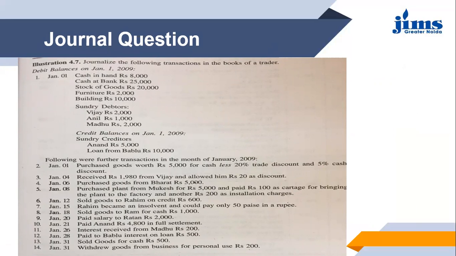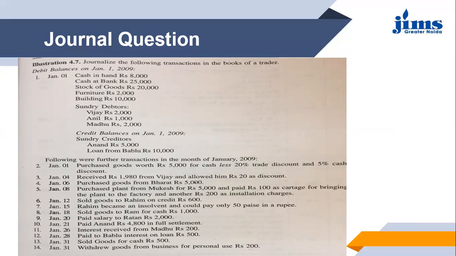Purchase goods worth rupees 5,000. So 5,000 is the total cost of goods that is being purchased. But out of that, 20% has been given as the trade discount. So 5,000's 20% will be 1,000 rupees. 1,000 rupees is considered a trade discount. So we will not show this 1,000 rupees in the books of accounts. So when we are purchasing goods of 5,000 rupees and 1,000 is the trade discount, for showing it in the books of accounts, it will not be taken as 5,000.